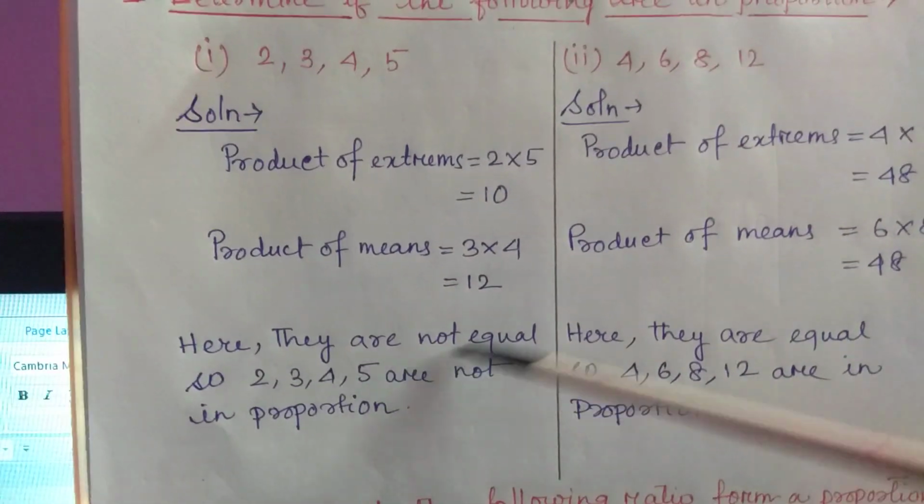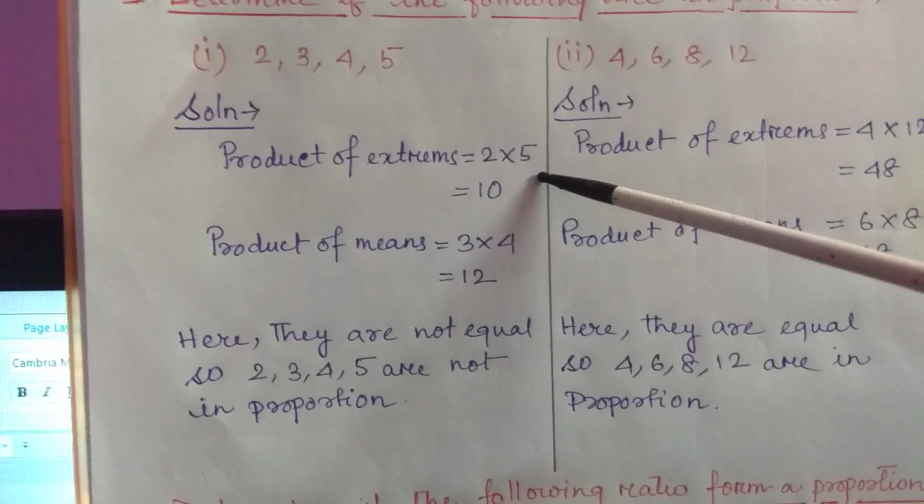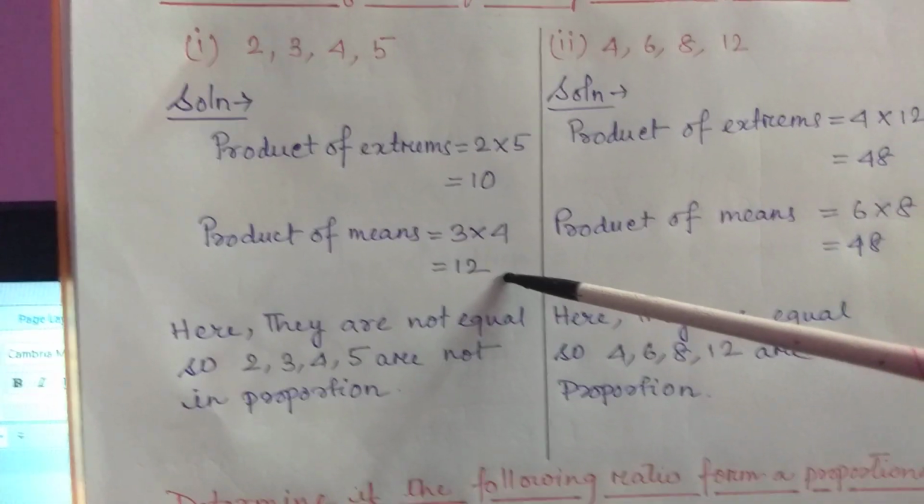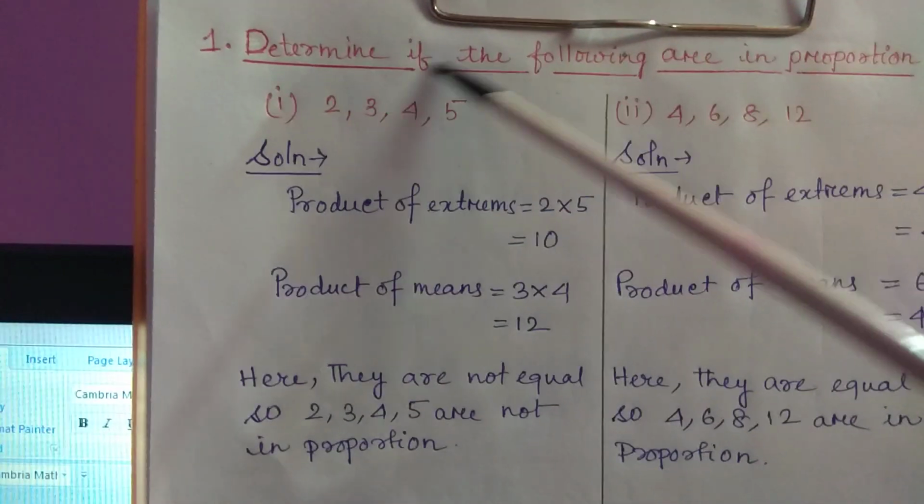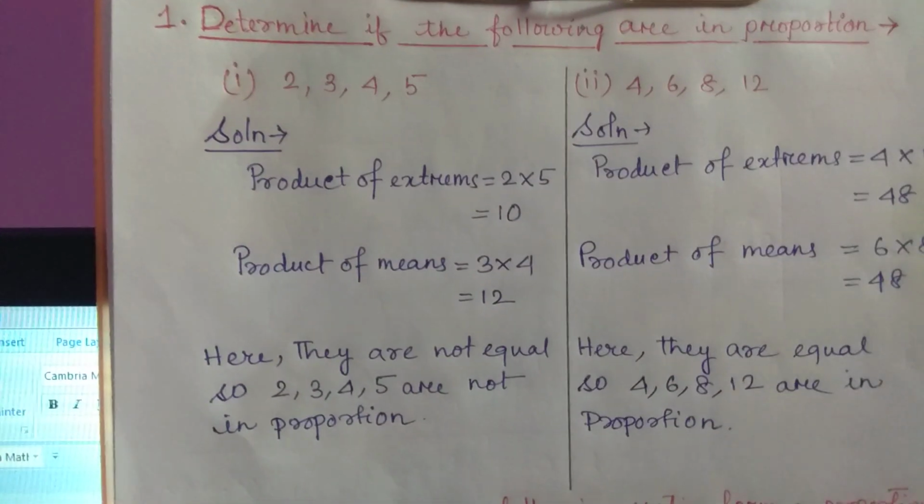Here they are not equal, since the product of extremes and the product of means is not equal. So these given four numbers are not in proportion. Okay.